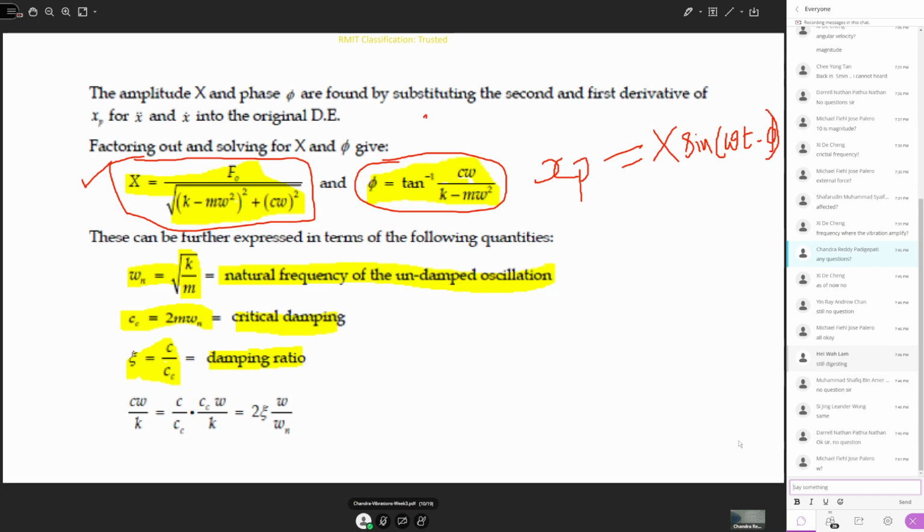From there you can write down X is equal to f naught over the square root of (k minus m omega square) whole square plus (c omega) whole square. And the phase can be written like this: tan inverse of c omega over k minus m omega square. You can also write, please note down, let me just check whether it is there or not.